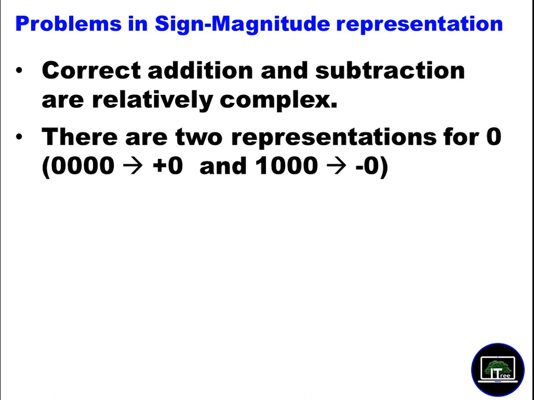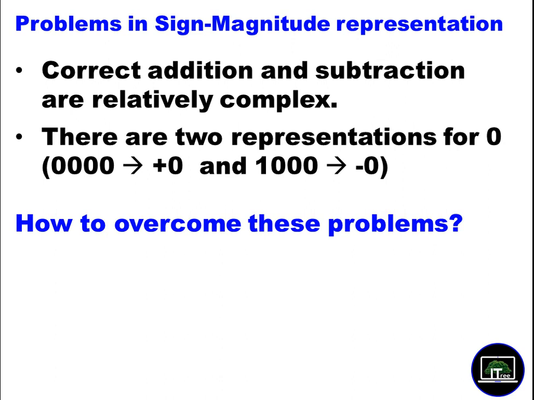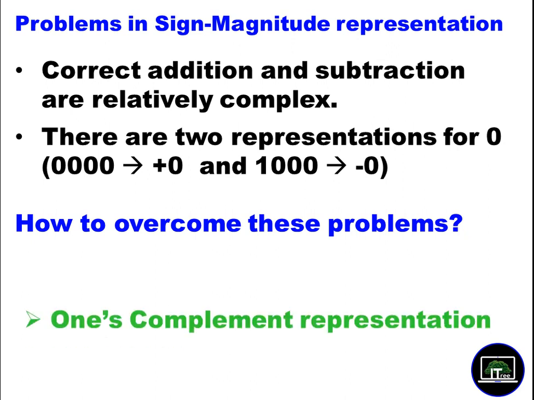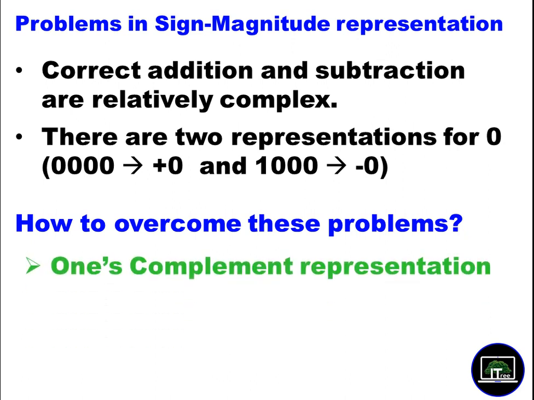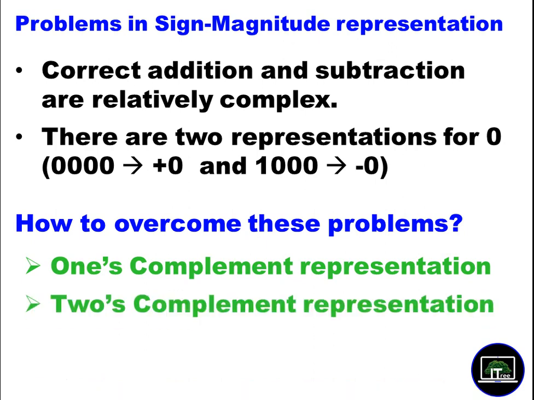If you write 4 zeros, it makes positive 0. If you make 3 zeros, it's the negative 0. Can we accept that one? As you know, there is no positive 0 or negative 0. It couldn't be accepted. Okay, how to overcome these problems? To overcome these problems, they proposed 2 different methods. First one is the 1's complement representation. Next one is the 2's complement representation.